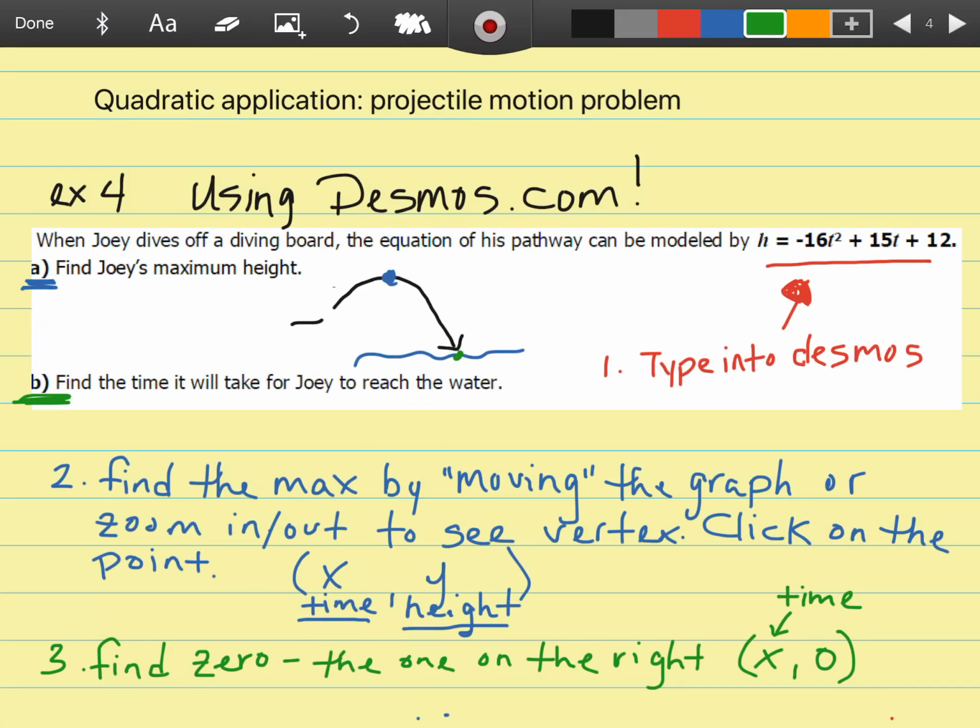When he lands in the water, that's going to be an x-intercept, or a 0 of our function. We want to find the one that's the furthest to the right, because that will give me a positive value, and time must be positive. So let's go take a look at Desmos.